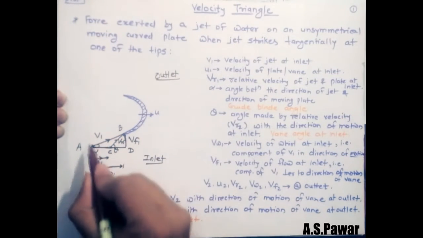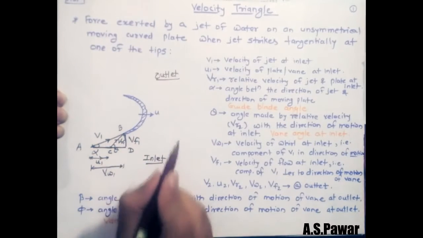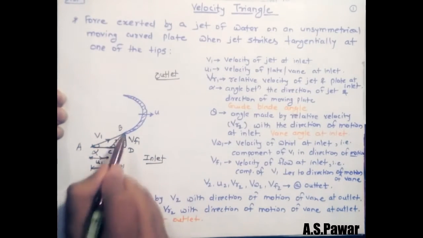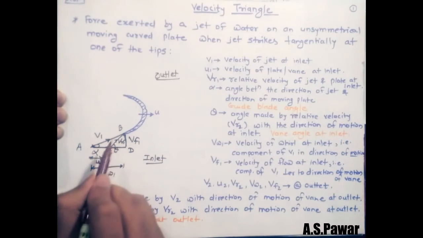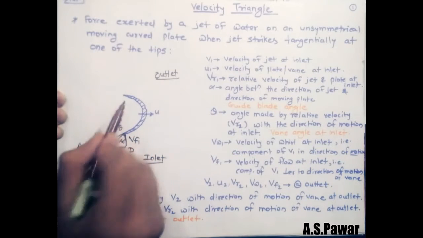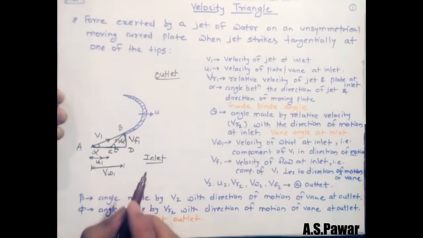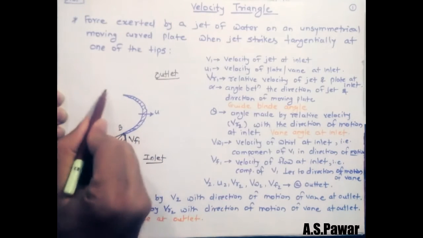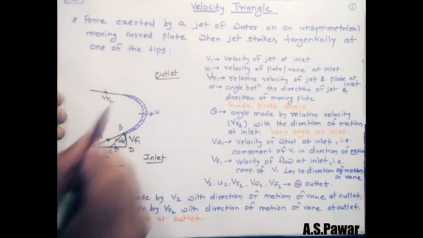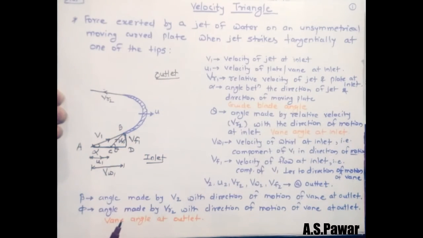Now, this jet is striking with a certain relative velocity Vr1 at the inlet. We are going to consider that there is no loss of energy, so this jet will glide over this surface and come out in this direction again tangentially, but with a certain relative velocity at the outlet. I am going to consider that relative velocity as Vr2. Suppose this is Vr2, the relative velocity at the outlet.